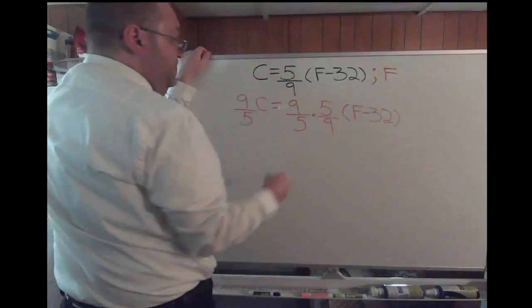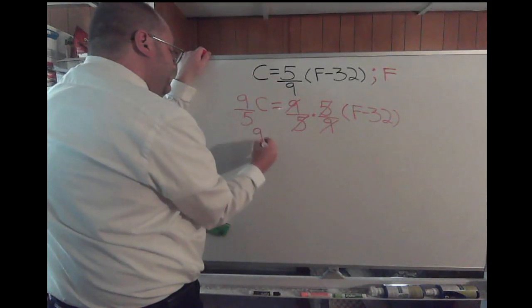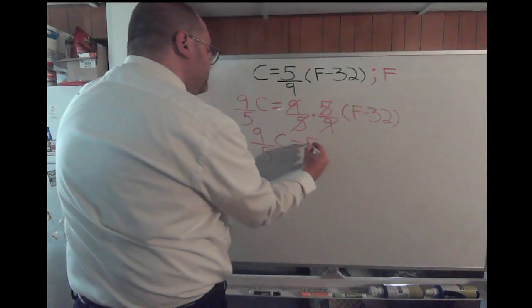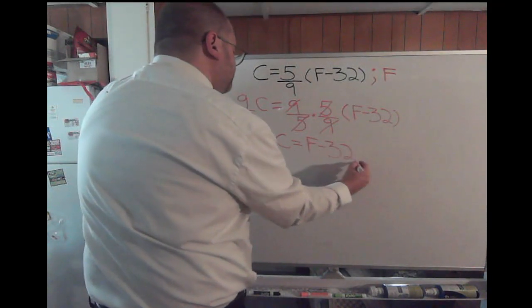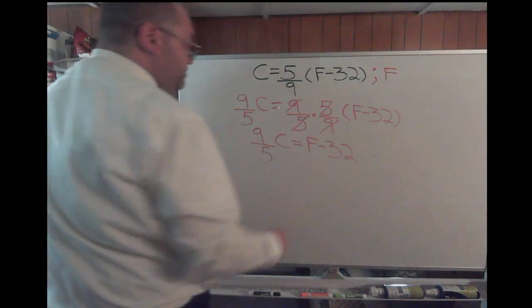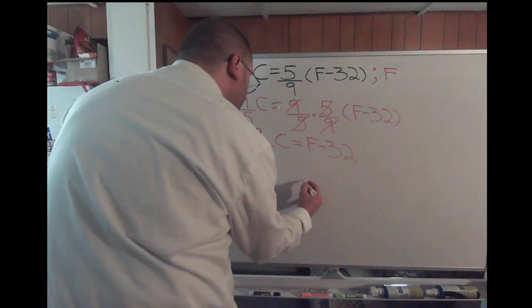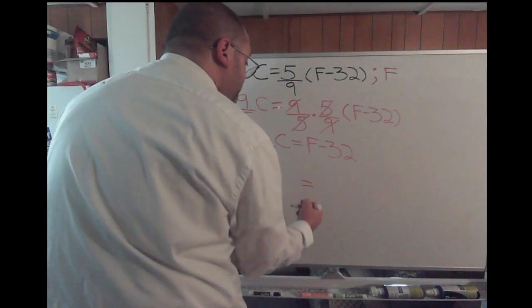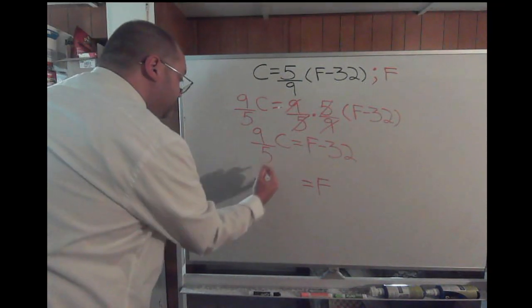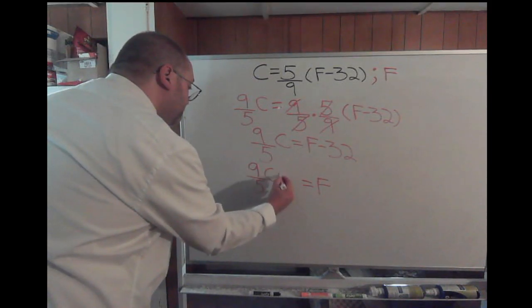Well, on the right side, your 5s and your 9s cancel out. Those just become 1. You've got 9/5 Celsius is equal to Fahrenheit minus 32. We just want to solve for F. You have minus 32, so you need to add 32. If we add 32 to the right side, you'll just get Fahrenheit by itself, but you've got to do it to the left side also, so you would end up having 9/5 C plus 32.